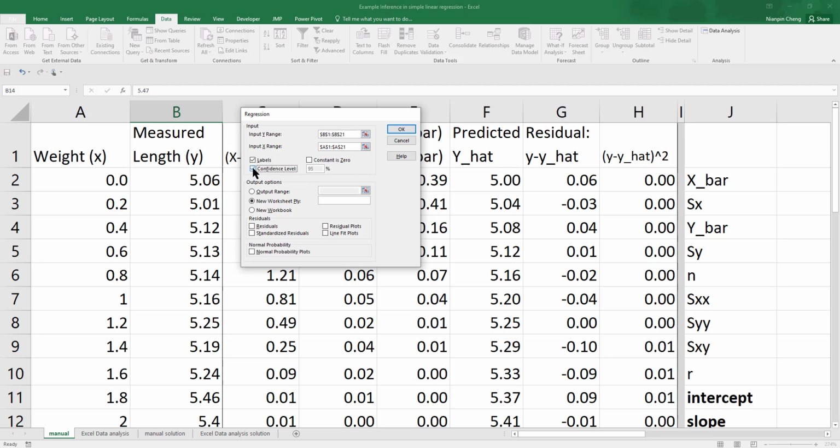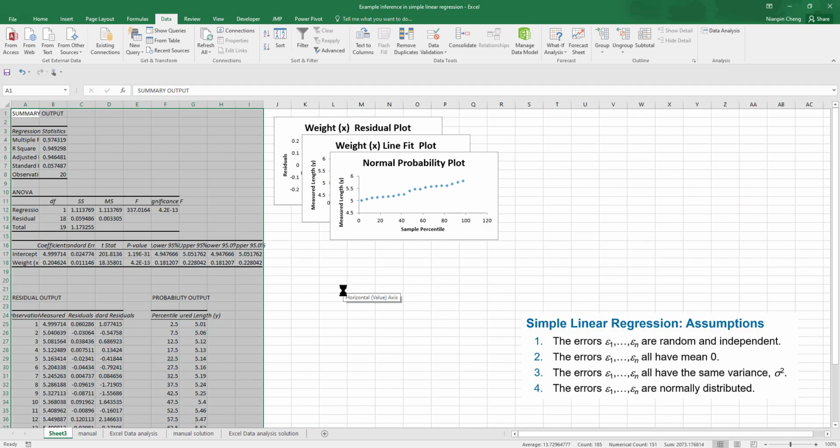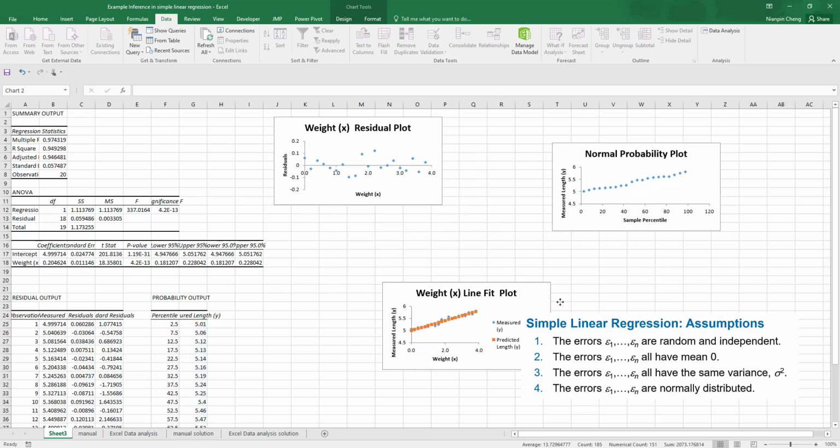And we want to build the confidence interval, with confidence level default 95%. So we check this one. And then we can have the output. You can either use the default new worksheet or output in the same sheet. So by default we generate a new worksheet. And then we check the residuals, residual plots, line fit plots, and normal probability plots. All of this is used to check the assumptions. So is linear regression an appropriate model to use here?